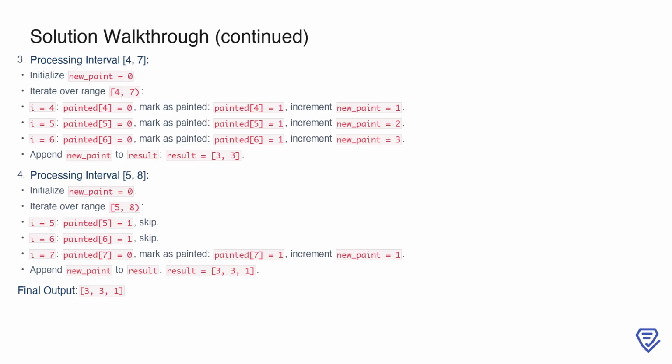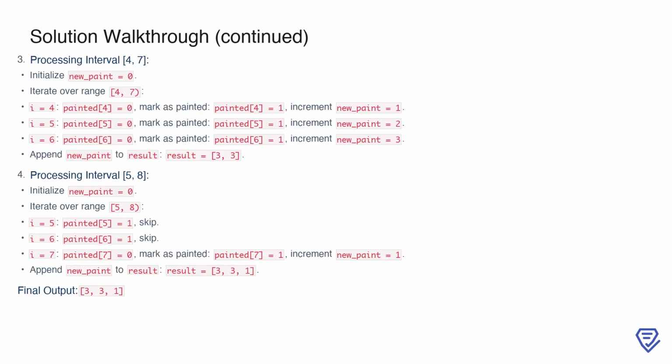Again, we initialize new_paint to 0 and iterate from index 4 to 6. For index 4, it is unpainted, so we mark it as painted and increase new_paint to 1. Similarly, indices 5 and 6 are also unpainted, so we mark them and increment new_paint to 2 and then 3. At the end of this interval, we append new_paint, which is 3, to our result, making it 3, 3.